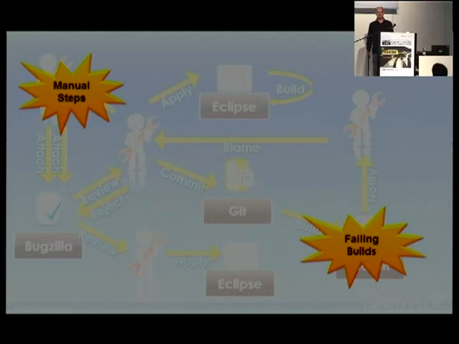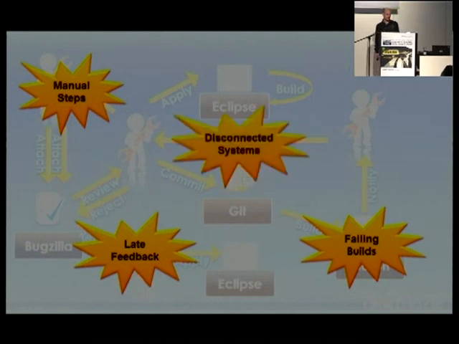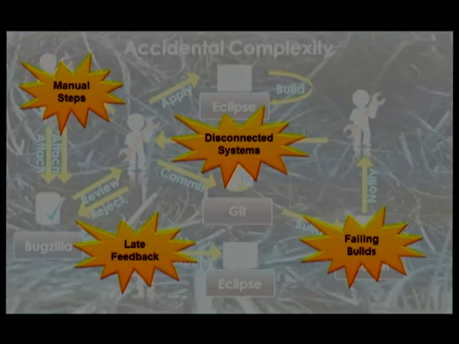And obviously there are a lot of manual steps involved here. We might end up with failing builds. We get very late feedback between the time that person proposed the patch and the time he actually saw that build failing. A lot of time has passed, and these systems are pretty much disconnected. So this obviously causes a lot of accidental complexity in our processes, and that's the type of complexity that we can get rid of if we automate some of these processes.